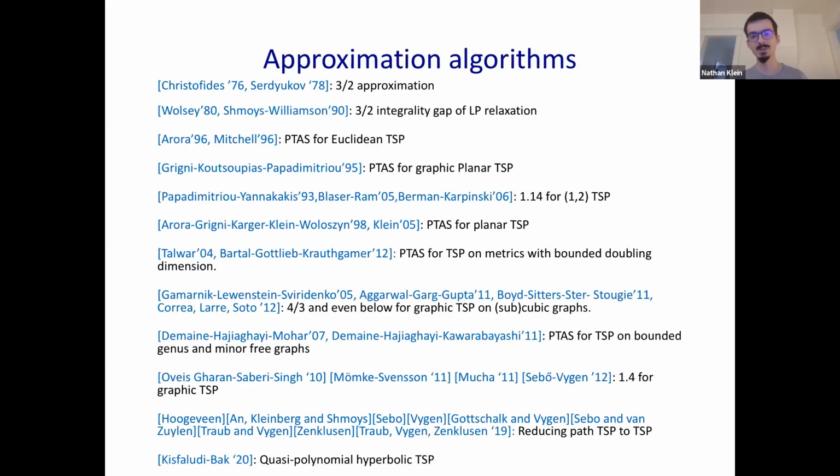And since then, there's been a lot of amazing progress on approximating TSP. For example, in special cases such as planar TSP, meaning the distances are given by a planar graph, we have a 1 plus epsilon approximation for any epsilon. And also graphic TSP, where distances are given by an unweighted graph, we have a 1.4 approximation. However, the general case has remained at 1.5.